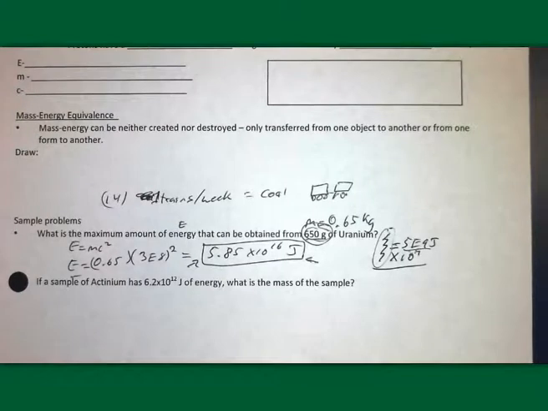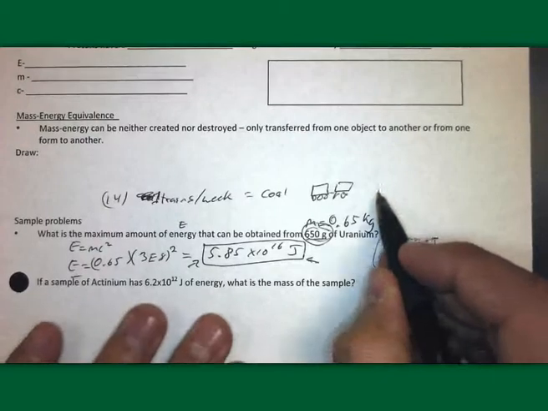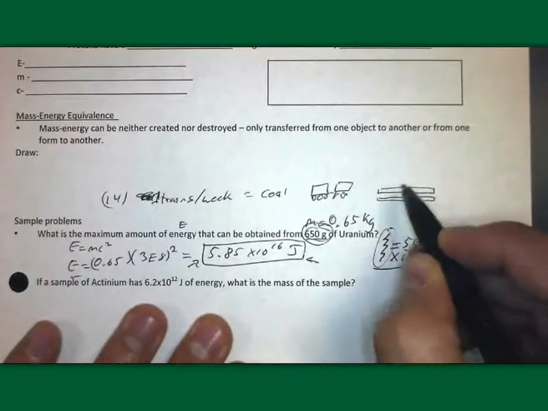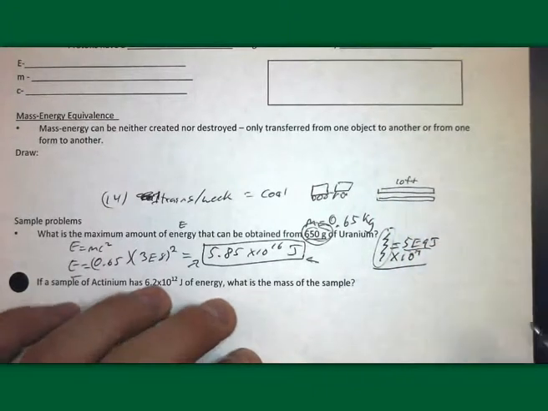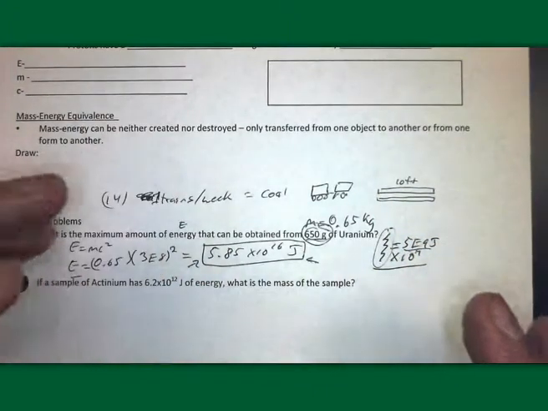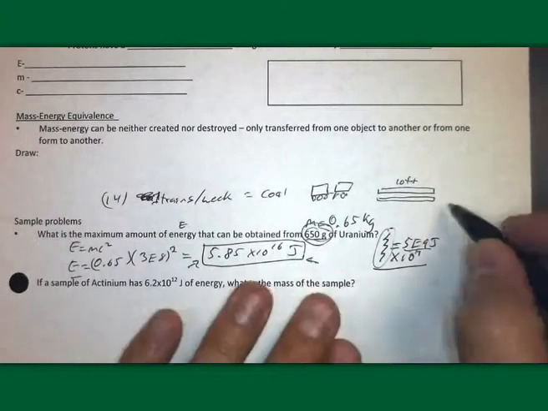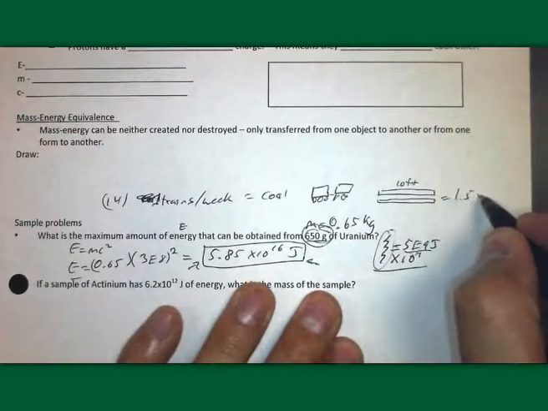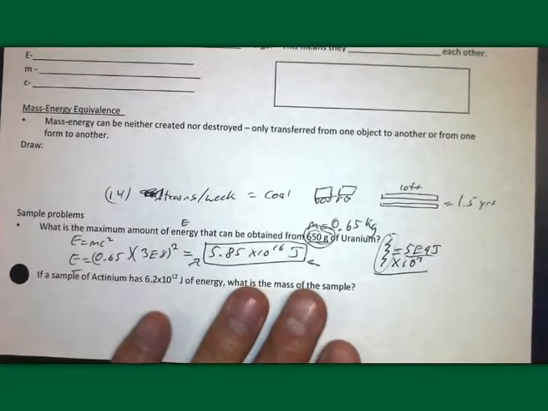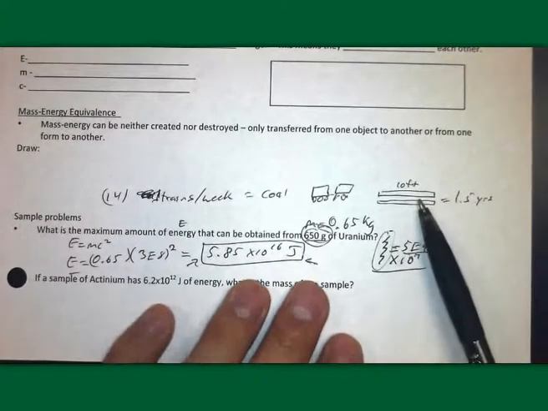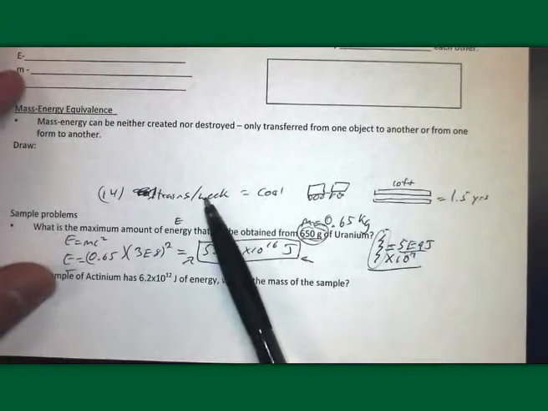A nuclear power plant, to provide the same amount of power, all they need is two about 10 foot long, a foot or so in diameter, rods of uranium every year and a half to produce the same amount of power. This is obviously much less mass than this is.